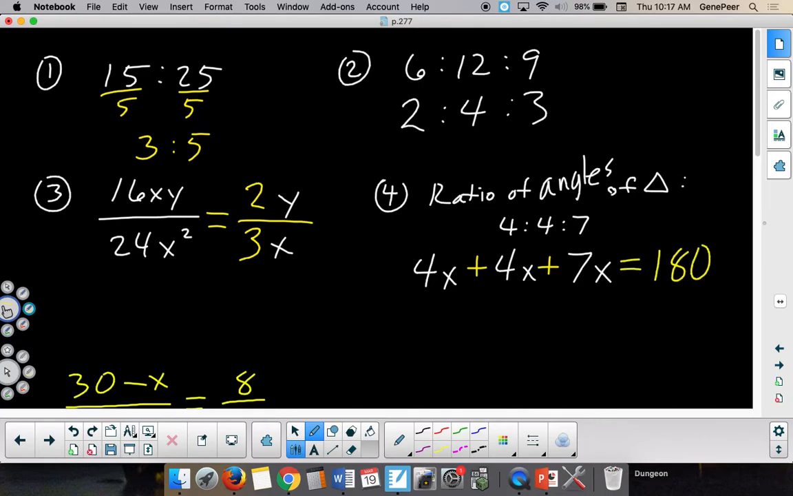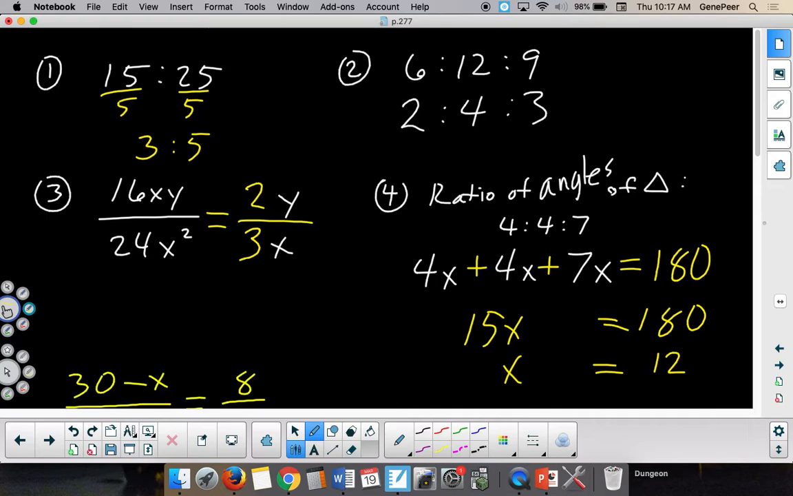Oh, well that's easy. So now we just add this stuff up. We get 15x. 15x equals 180. Divide by 15, and we find that we get a result of 12. So we find x is 12.